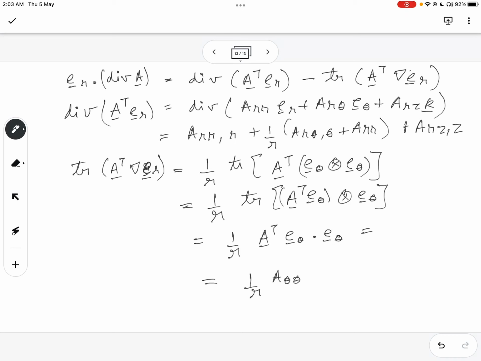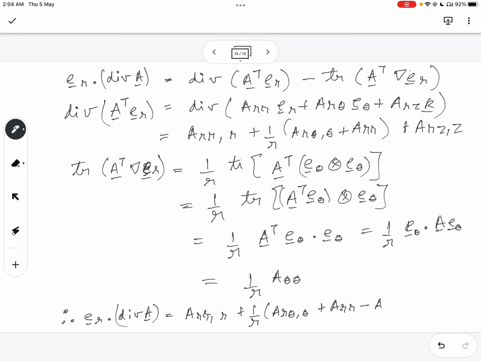This can also be written by taking A transpose on the other side. This is nothing but e_theta dotted with A e_theta. This is just the theta theta component of A. Therefore, e_r dotted with divergence A is A_rr,r plus 1 by r A_r theta,theta plus A_rr minus A_theta theta plus A_rz,z.